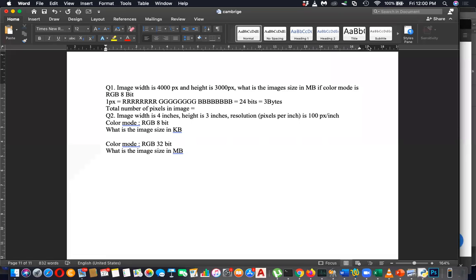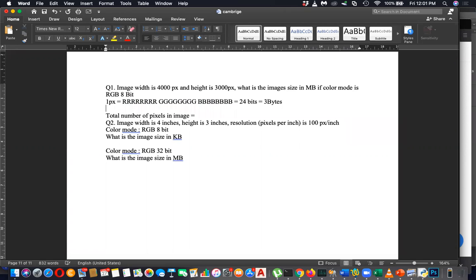Okay, we have recognized that the image size is 4000 by 3000 pixels. So first of all, we found that in RGB we have 8 bits reserved for red, 8 bits reserved for green, 8 bits reserved for blue, and altogether 24 bits, which means 3 bytes. That part clear? Is it clear?